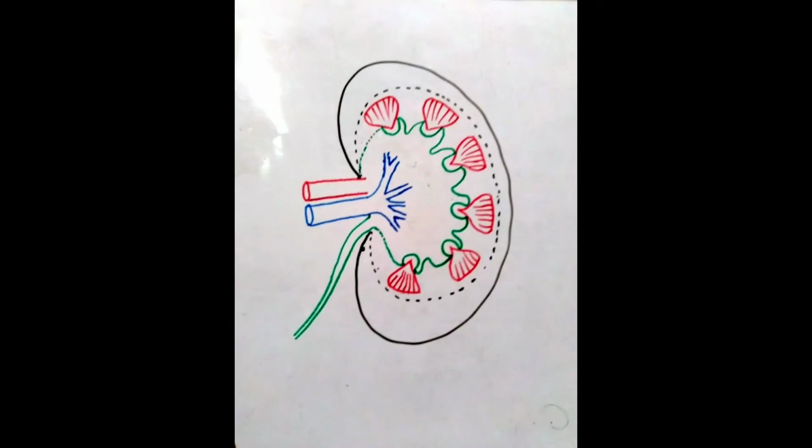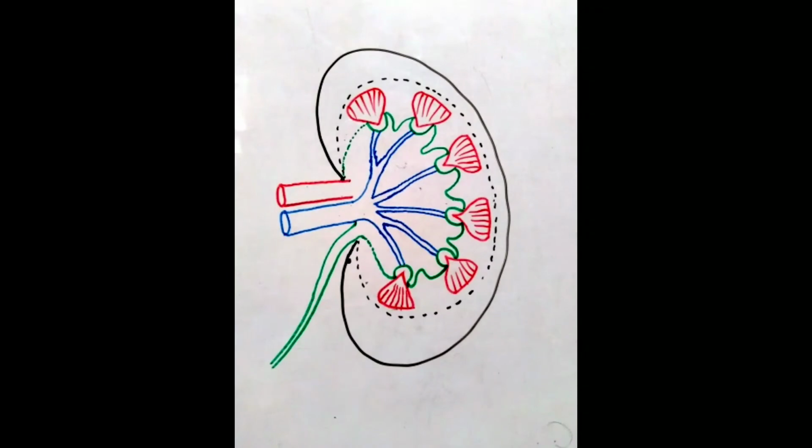Next, we make different branches of the renal vein. Next, these renal vein branches are connected to a conical shape.